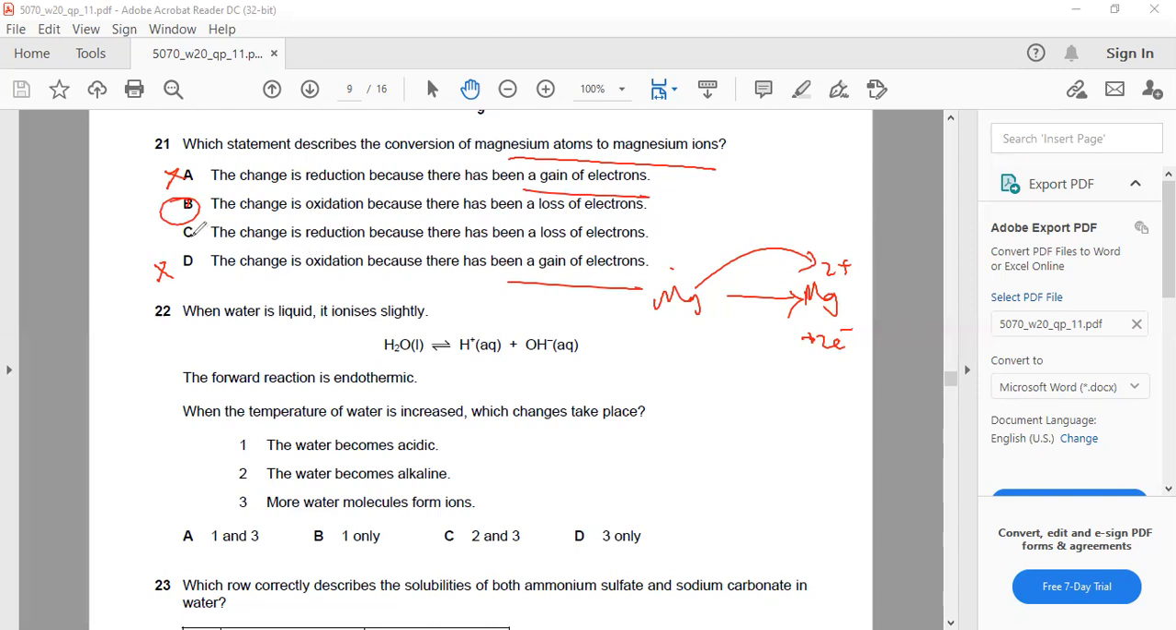It's not reduction, because loss of electron is oxidation. OIL RIG. Oxidation is loss of electron. Reduction is gain of electron. Remember this mnemonic.